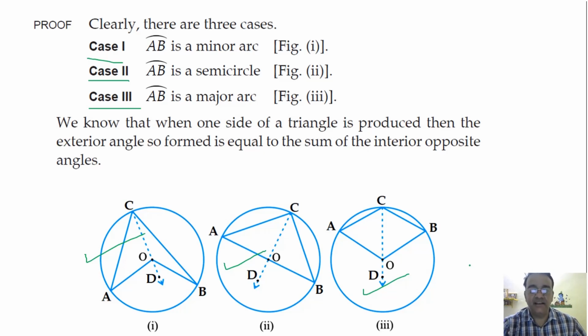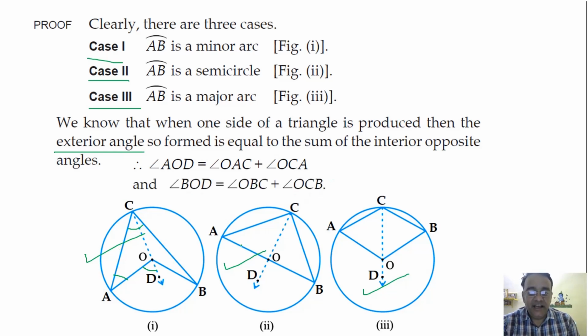When one side of a triangle is produced, then the exterior angle so formed is equal to the sum of the interior opposite angles. You can write simply by exterior angle property of triangle. So what you will get, see, this angle is equals to sum of these two angles. Angle AOD is equals to angle OAC plus angle OCA. Right? And the other one, angle BOD is equals to angle OBC plus angle OCB. These two are clear?